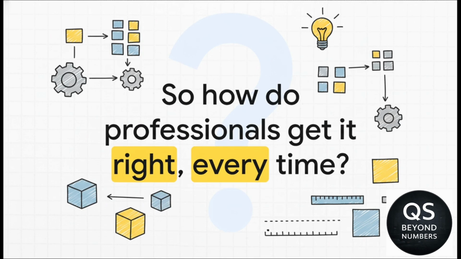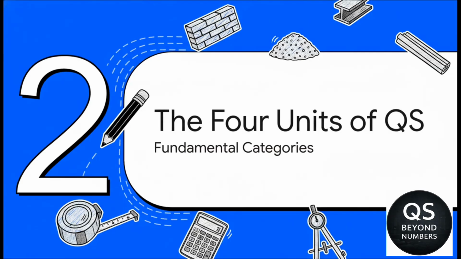Well, it's not about memorizing a million different things. It's about understanding a really clear, really logical system. And that system? It's built on just 4 fundamental categories. Yep, it all boils down to just 4 types of measurement. Basically, anything you can find on a construction site can be measured by its length, its area, its volume, or you can just count it.